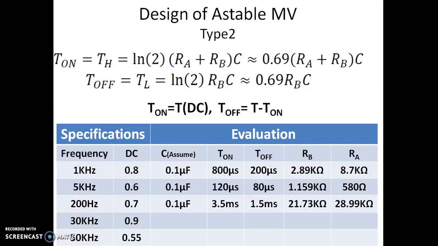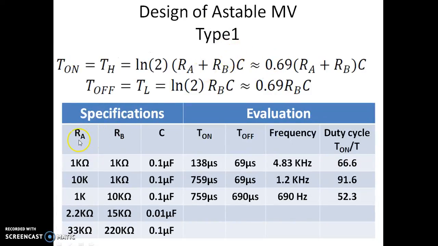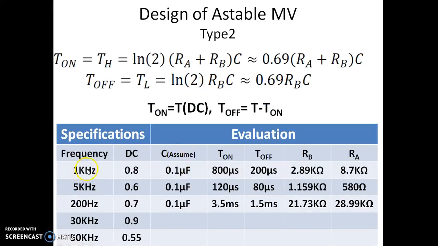I hope all of you understood the working of the Astable multivibrator using 555 timer and obtaining the expression for the on time and off time, and of course how to design an Astable multivibrator given the component values, how to estimate on time, off time, and then the frequency and the resulting duty cycle. In the other case, we have been given the frequency and duty cycle, so you can estimate the exact values of RA and RB to meet these specifications.